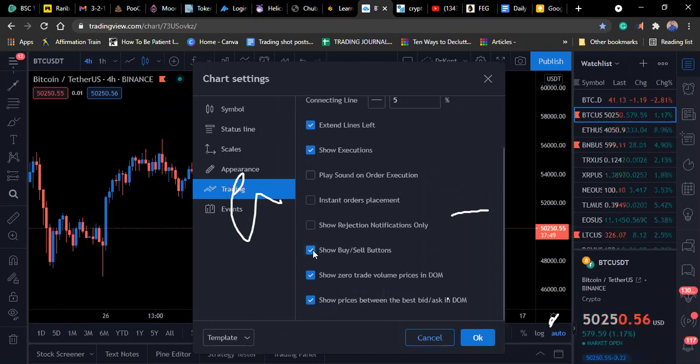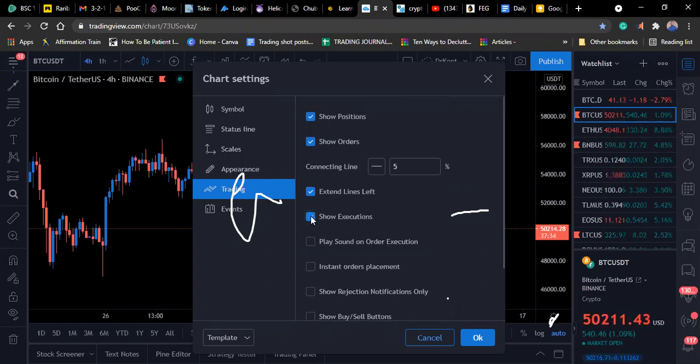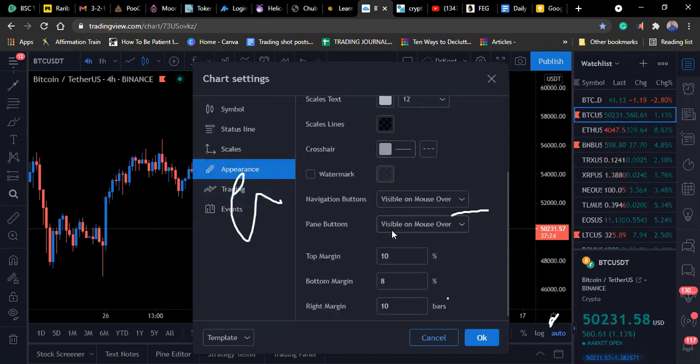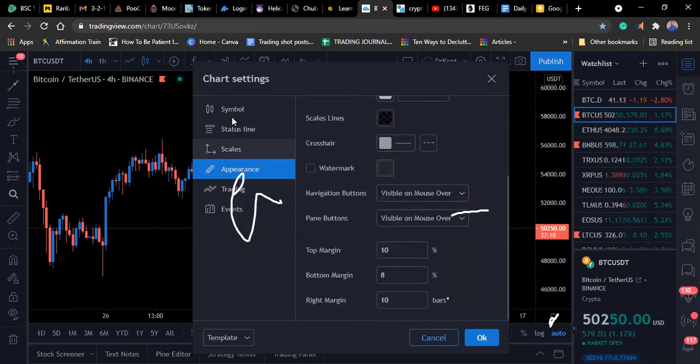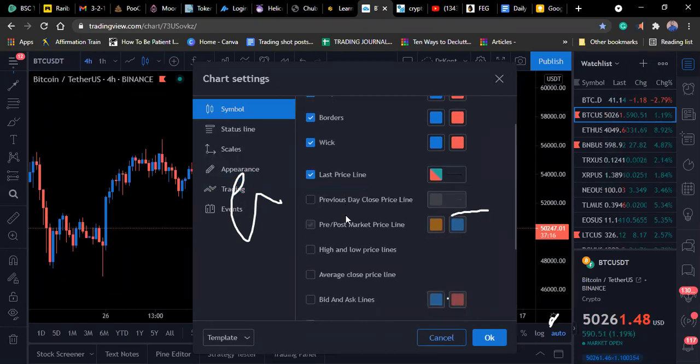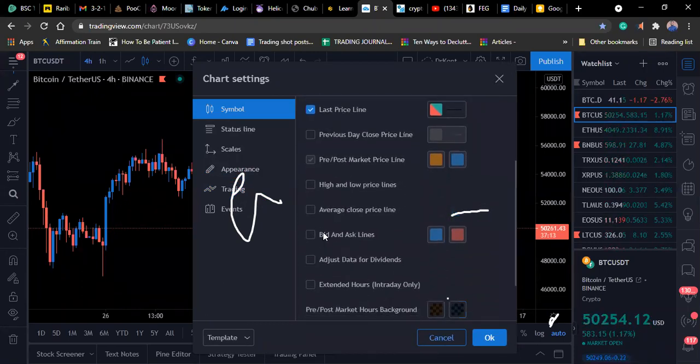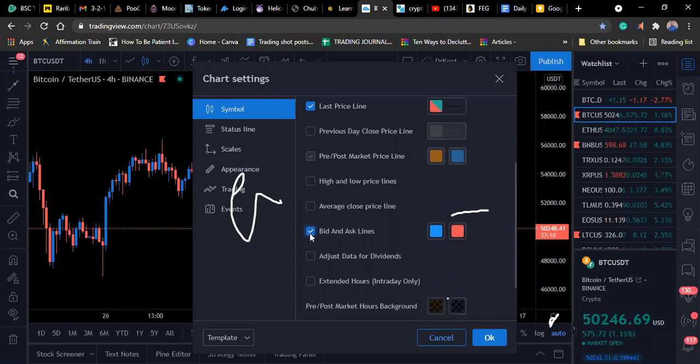Then you can choose to put on the buy and sell button. I don't want it, so I've removed it. I don't want price showing there. Show price between bid and ask, I don't want that. Show execution, I don't want that. Show orders, I don't want that. Show positions, I don't want that. That's under trading. Appearance. I can add my bid and ask lines.